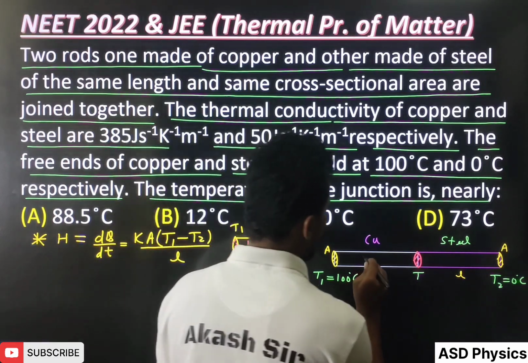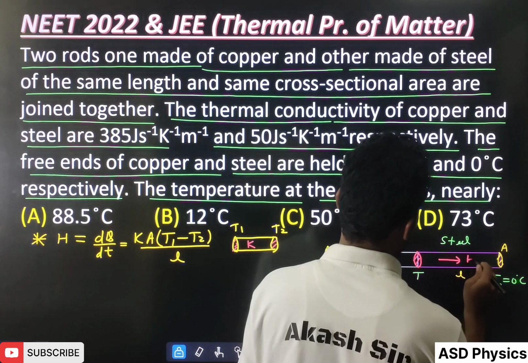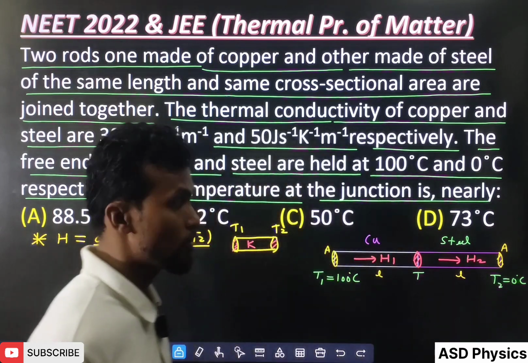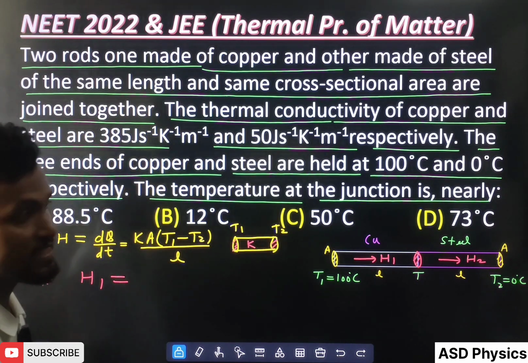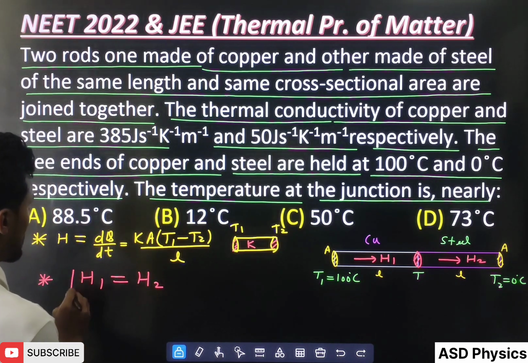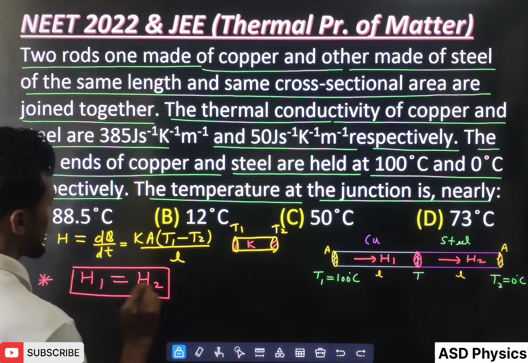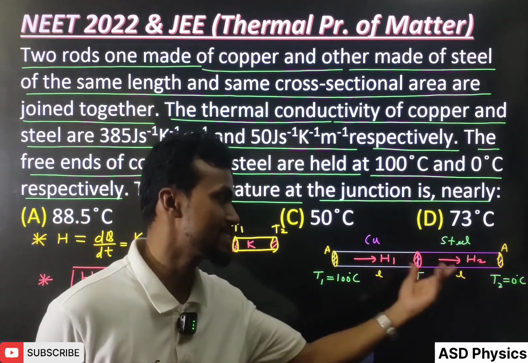Okay, so what we can write here, let's take, if here heat current is H1 in this rod and here heat current is H2. So what we can tell here, by default always, because both the rods are connected in series, we can tell from one point that the heat current of one rod will be equal to the heat current of the second rod, because they are connected in series. Is it? They are connected in series.